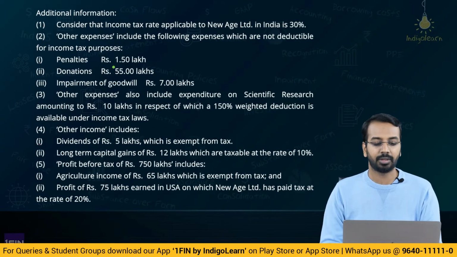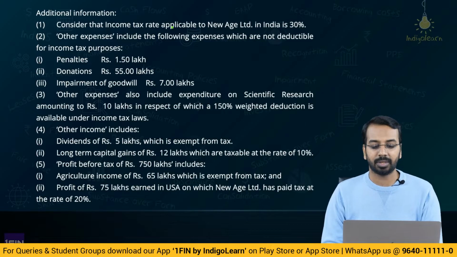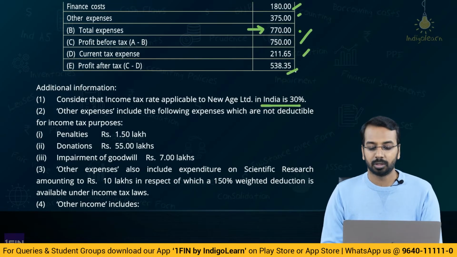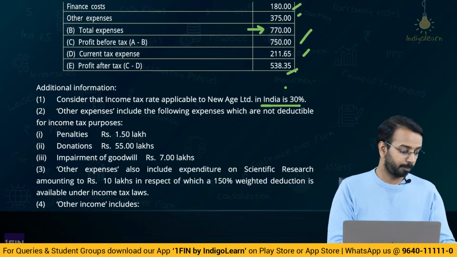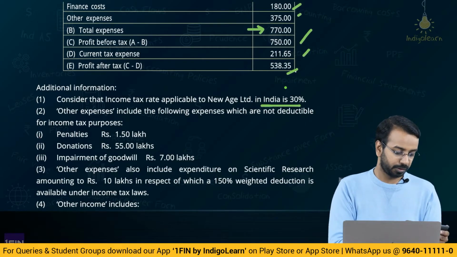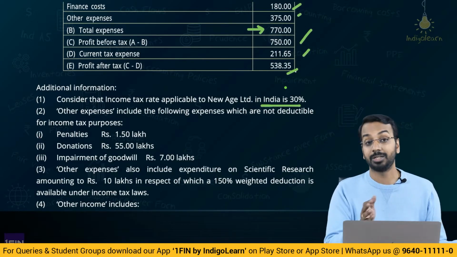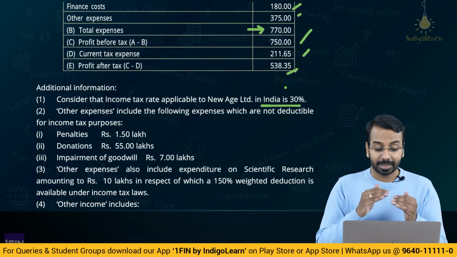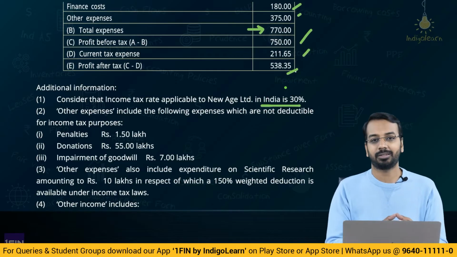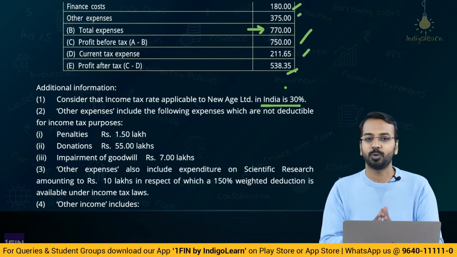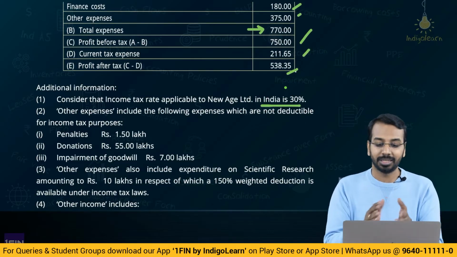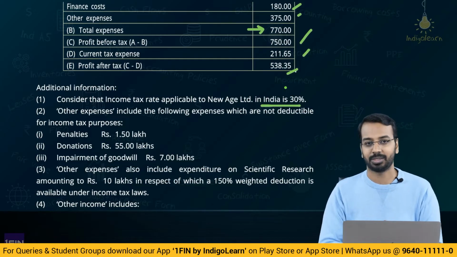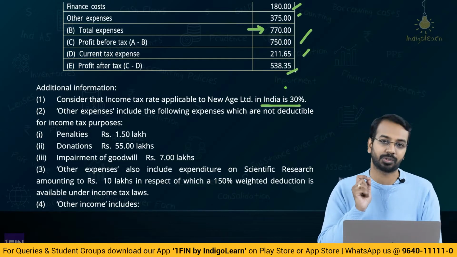Now consider the following additional information, that the income tax rate applicable to New Age Limited is 30%. So 30% is tax payable, but if you see 750 into 30%, it works out to 225, but it is only 211.65. Why is that the case? That is the case because taxable income as per income tax would be different from the income we report in the financial statements, right? So those are the items which will cause the difference.